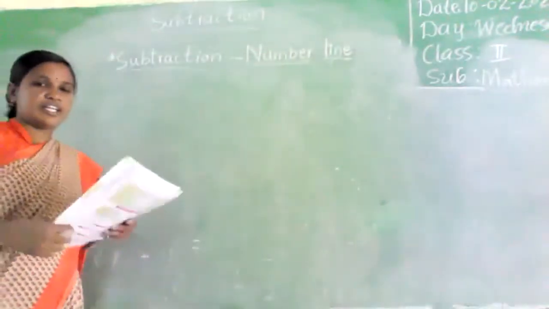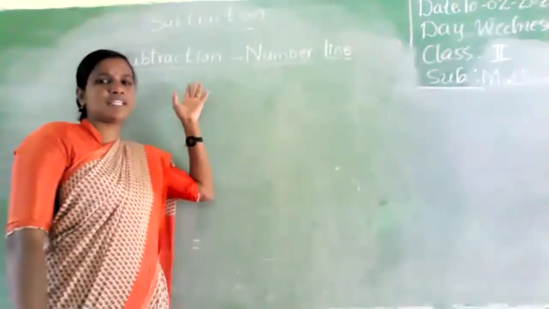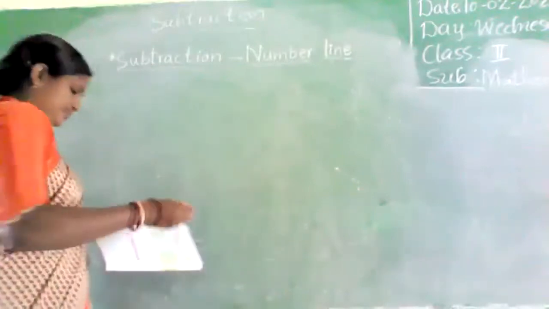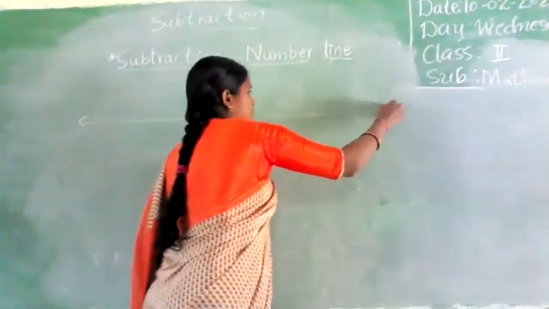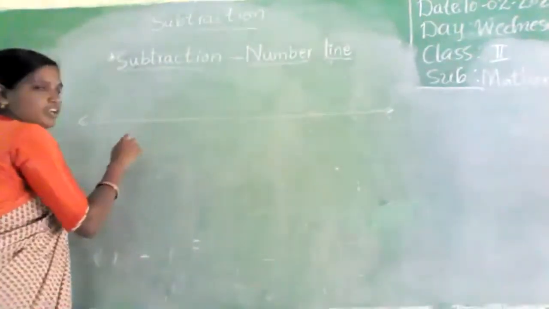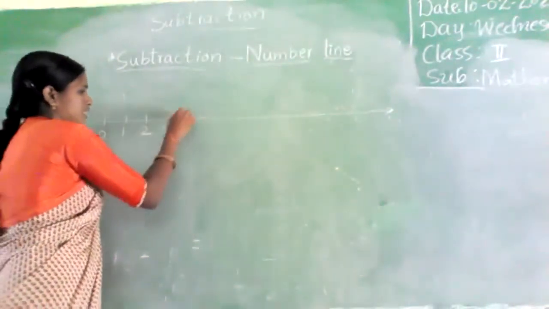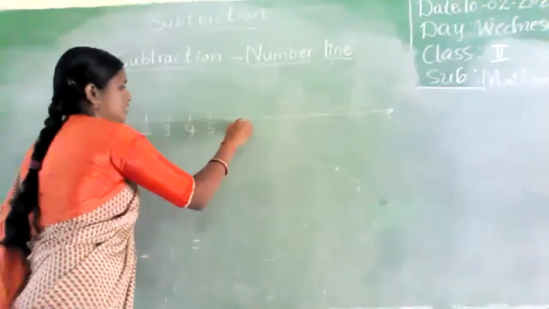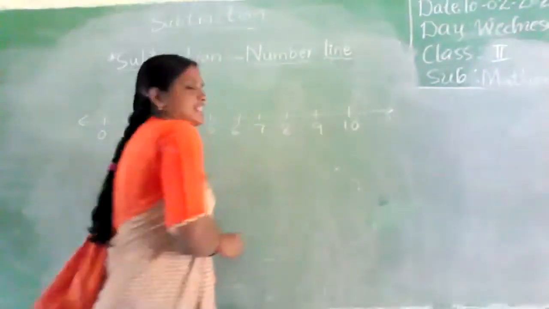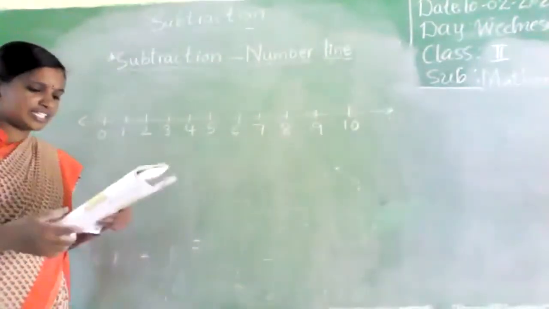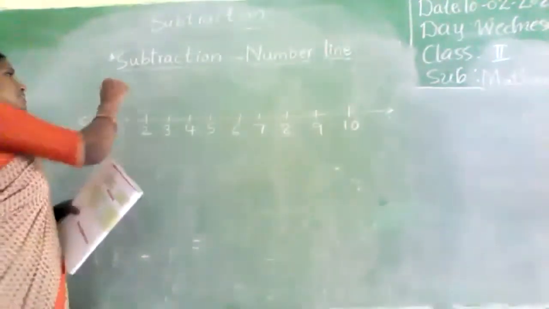Okay, see first. Now we subtracted some numbers from other numbers. And here also subtraction number line. First, what is meant by number line? It is 0, 1, 2, 3, 4, 5, 6, 7, 8, 9, 10. This is called a number line. What is given in the question? Use the number line to subtract 4 from 8.